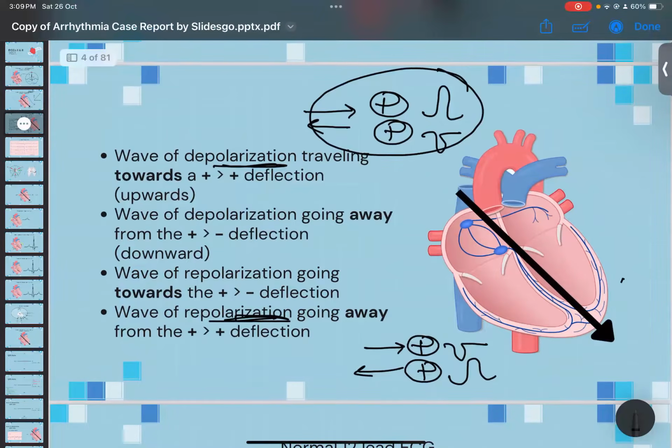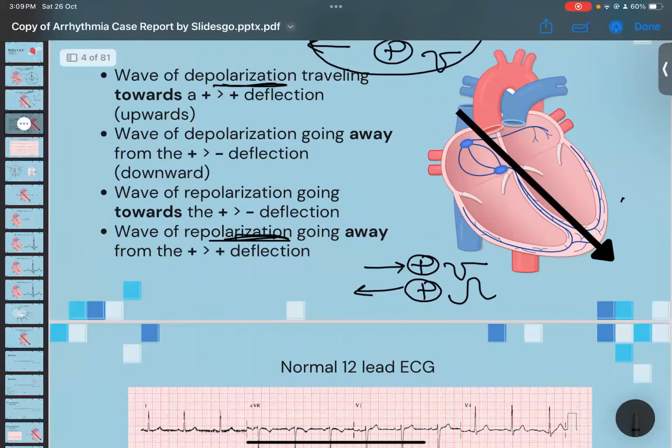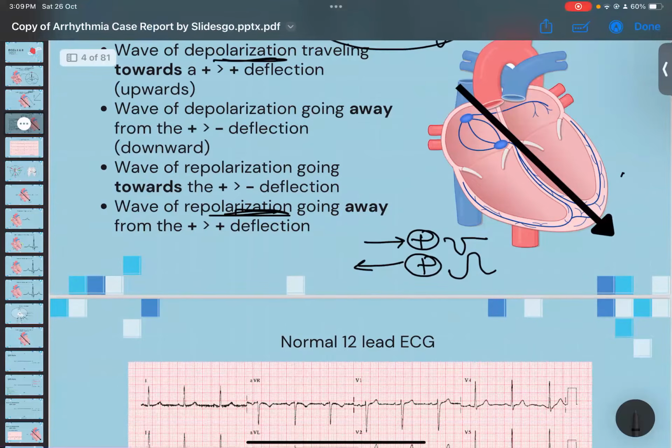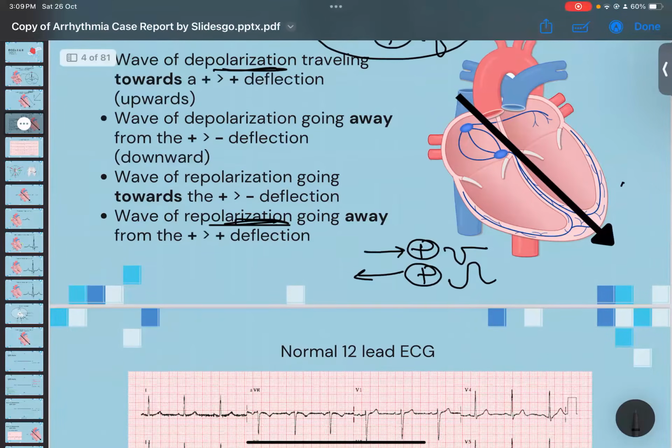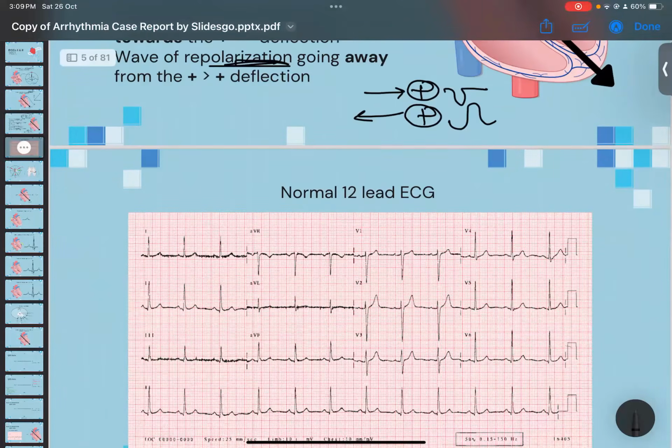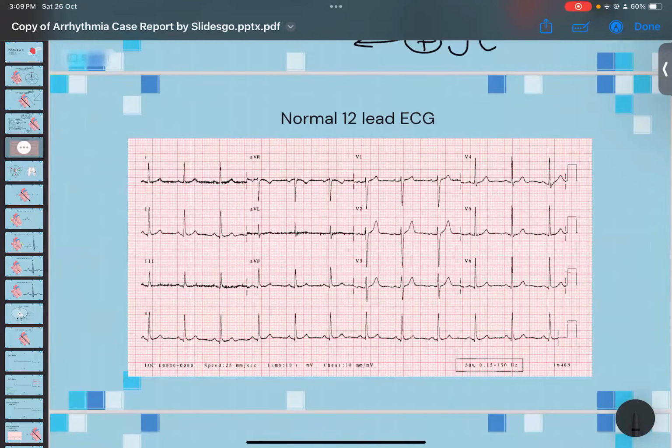Once again, to summarize: if you have a wave of depolarization going towards the positive electrode, positive deflection; away from the positive electrode, negative deflection. For repolarization, if you have a wave going towards the positive electrode, you're going to see a downward or negative deflection. And if it's going away from the positive electrode, you're going to see an upward or positive deflection. Now, this is your normal 12 lead ECG.